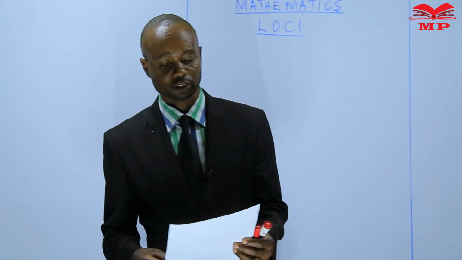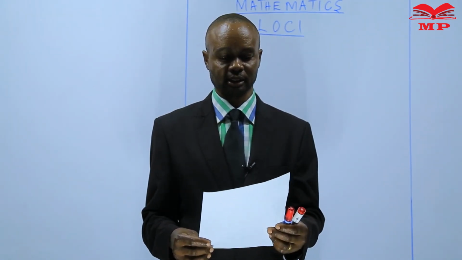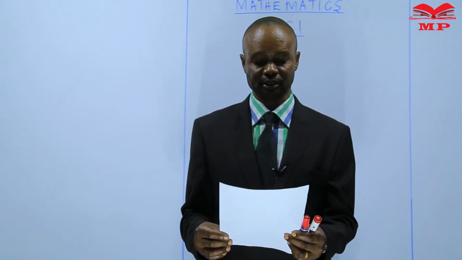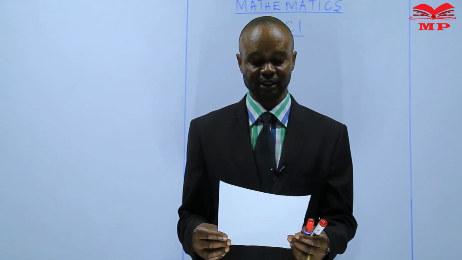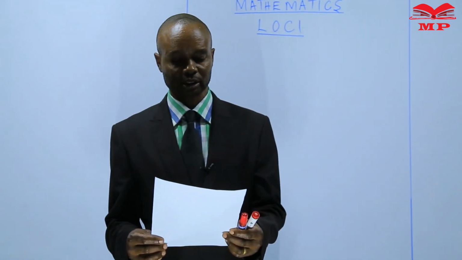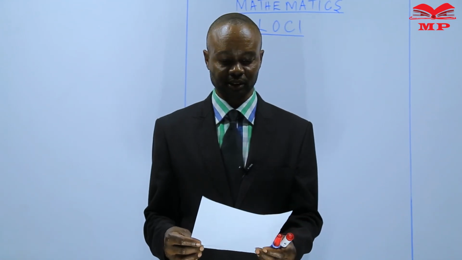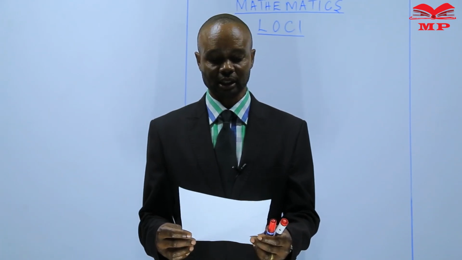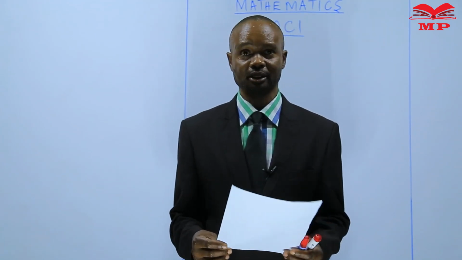The objectives of this topic are, at the end of the topic, the learner should be able to: 1. Define locus, 2. Describe common types of loci, and 3. Under construction, you should be able to construct loci involving inequalities, loci involving chords, loci involving points under given conditions, and lastly, to construct intersecting loci.